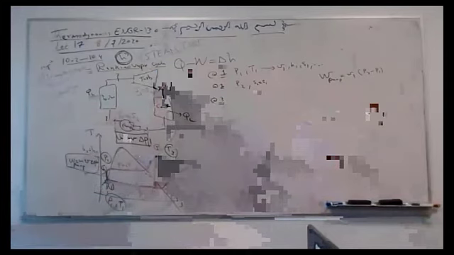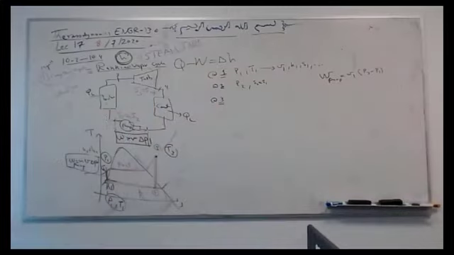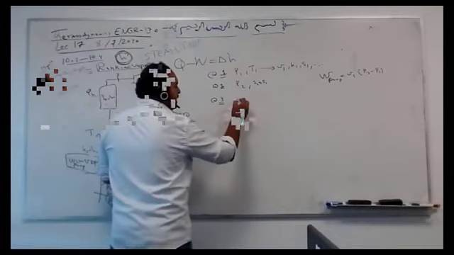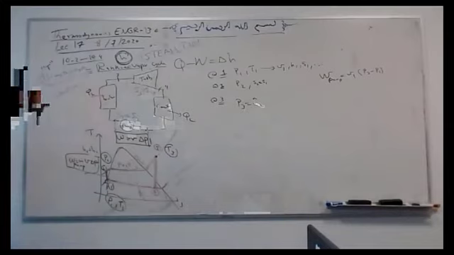At 3, what do you know at 3, guys? What do you know at 3? P is constant. Exactly, P3 is constant. It's P2 between 2 and 3. What else?